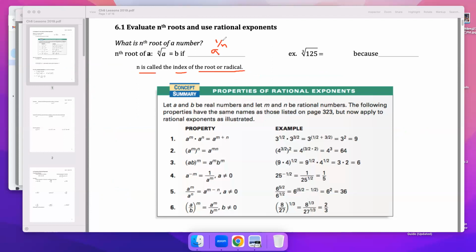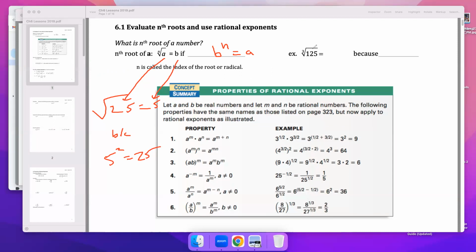Also, what this means is that if I multiply b n times, so another way of thinking about this too is b to the n equals a. So for example, if I have the square root of 25, we know that equals 5 because what's 5 squared equal? Right. So this is like the a, and that's like the b. If I raise b to the 2nd power, I get what's inside the radical, which is 25.